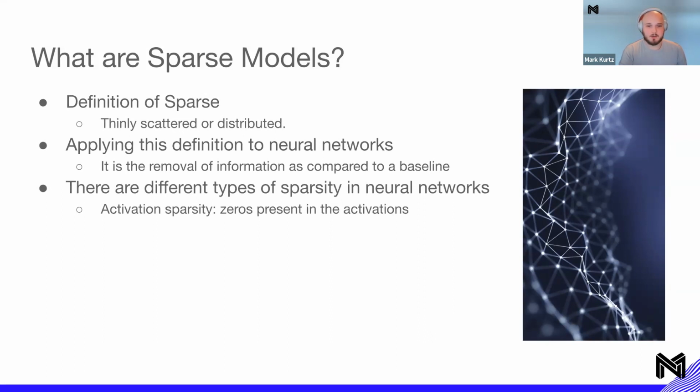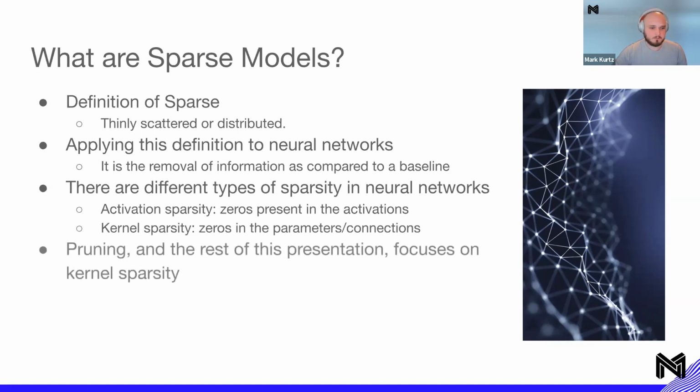So zeros present in the activations coming out. And this is typically what we'll see with ReLU-based networks. We do actually have some other research that was published previously on activation sparsity. But for today, we'll be focused primarily on kernel sparsity. And this is zeros that are introduced into the parameters or connections. So pruning, and the rest of this presentation focuses on kernel sparsity.